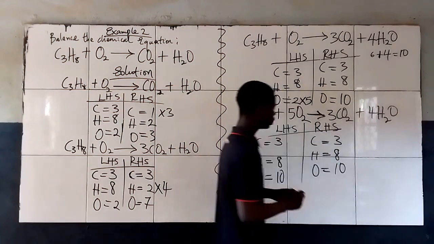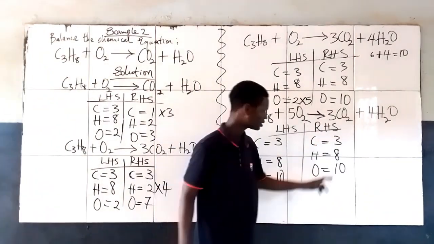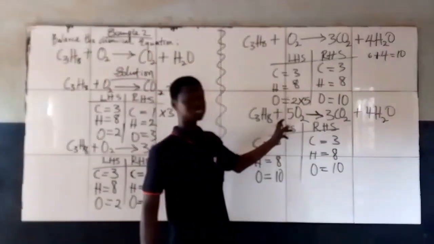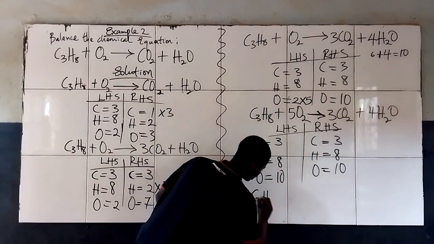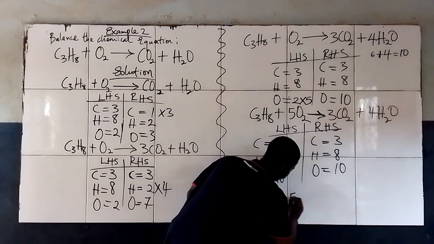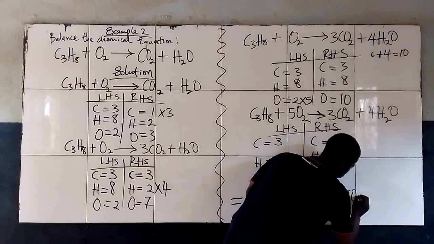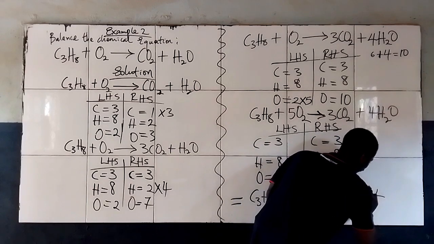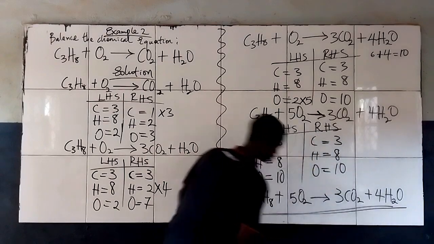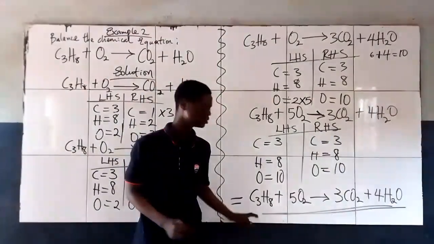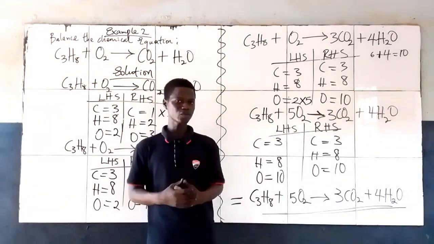10. So let's go through the atomic count. 3 here, 3 here, 8 here, 8 here, 10 here, 10 here. So this is now balanced. So we now say our answer is equal to C3H8 plus 5O2 to give rise to 3CO2 plus 4H2O. And this is the answer to the question. This is the balanced equation. I clearly hope you now understand how chemical equations are balanced.